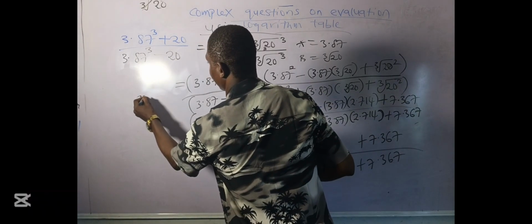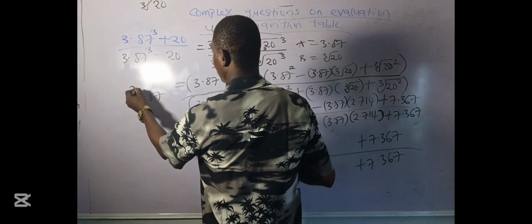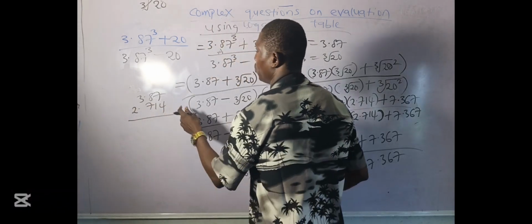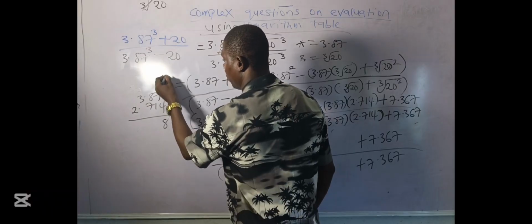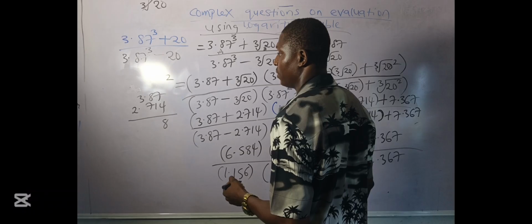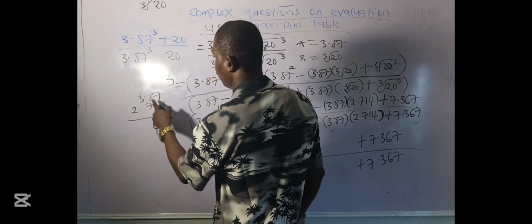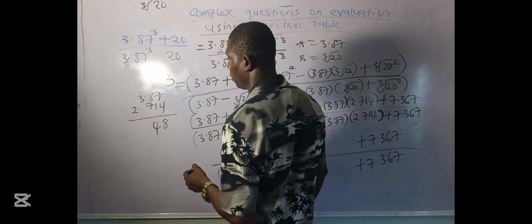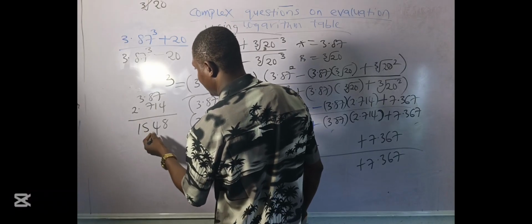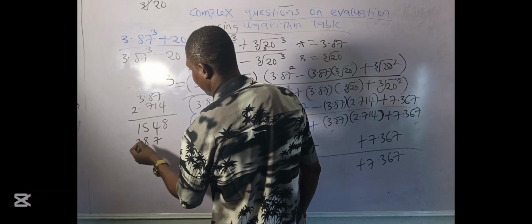Let's multiply 3.87 by 2.714. So 7 times 4, 14, 14, 28. 8 carry 2. 8 times 4, 16, 16, 32, 34. 4 carry 3. 4 times 3 is 12. 12 plus 3, 15. 1 times any value is that same value. So I have 7, 8, 3 here.